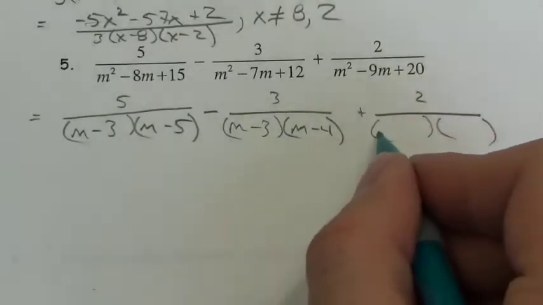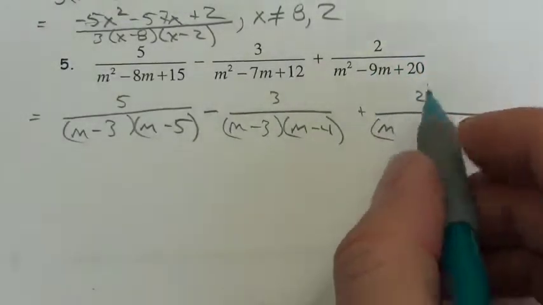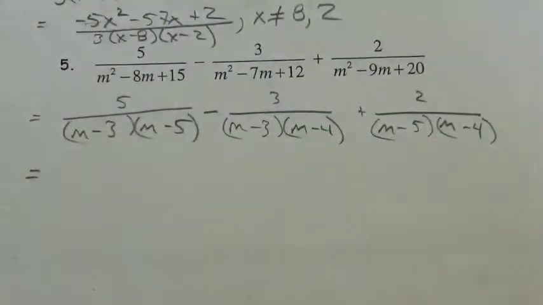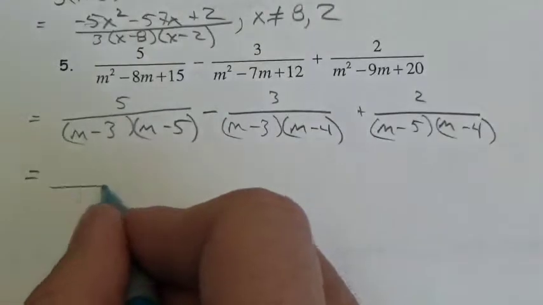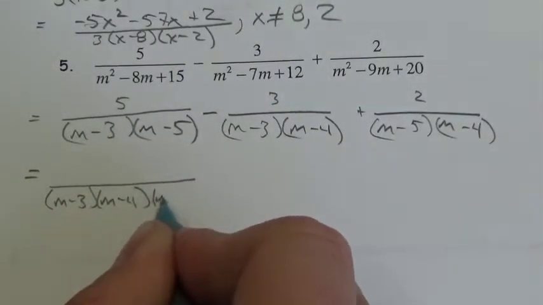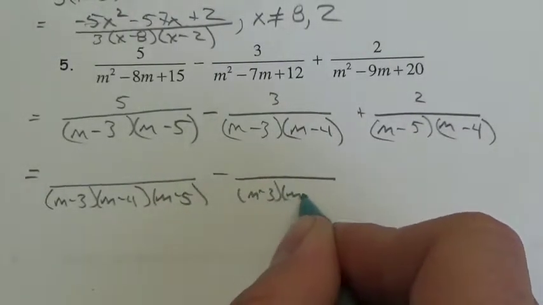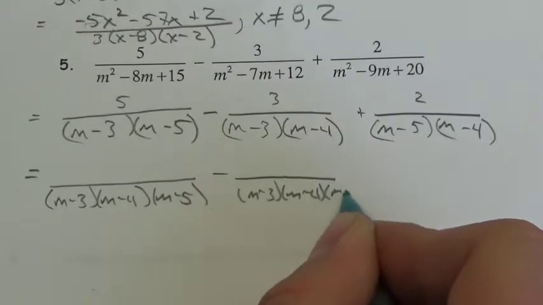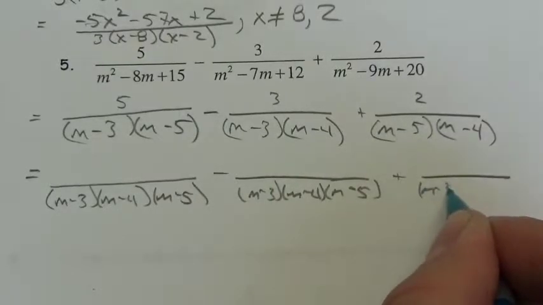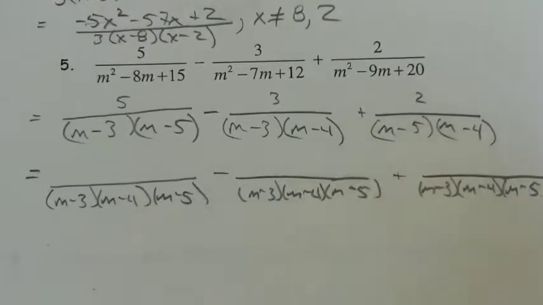and then once again, same sort of factoring here, m, and then factors of positive 20 that add to negative 9 will be negative 5, negative 4. Now, when you take a look at that, it should be fairly clear that my common denominator is going to be m minus 3, m minus 4, m minus 5. m minus 3, m minus 4, m minus 5.